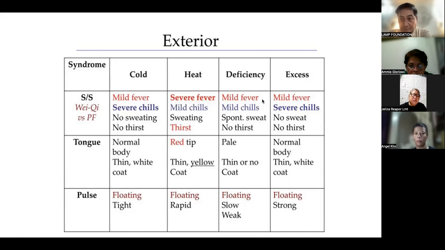Okay. Floating. That's exterior. But now, you have to determine, is it exterior deficiency or is it exterior excess? Pag exterior excess, the pulse is strong. Pag exterior deficiency, the pulse is weak and slow. Okay?